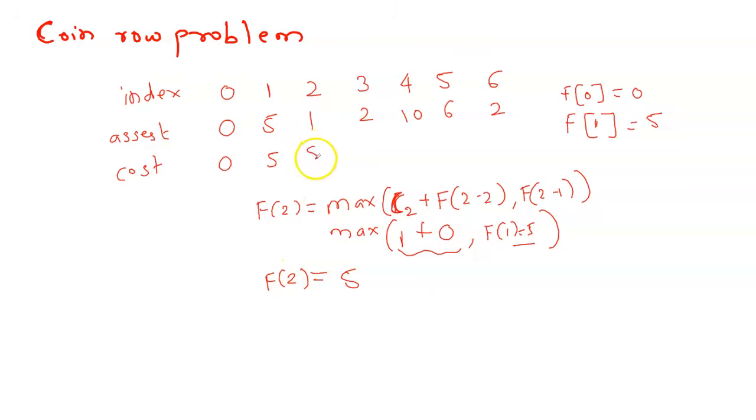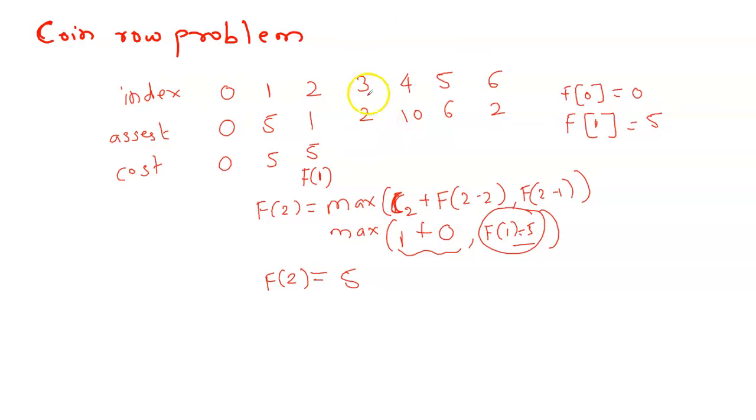So this is 5. And how did we get this 5? We got this 5 from f of 1. So please write it below this. We got this maximum value because of f of 1. You can see here it is 1 plus 0, and this is 5, and 5 is the cost of f of 1. That's why we got the maximum value. So you have to mention it like this.